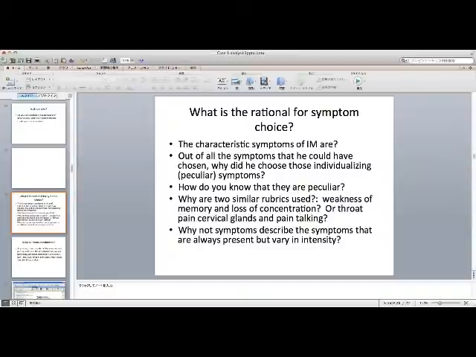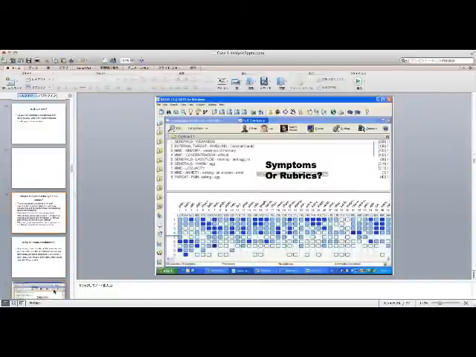And then also, I wonder why he chose two rubrics to talk about memory and loss of concentration. Why did he use two rubrics? Or the throat pain and the pain on talking, the throat cervical glands and the pain on talking. These seem like very similar rubrics. I mean, they're pointing to the same phenomena, and I don't really have an answer.